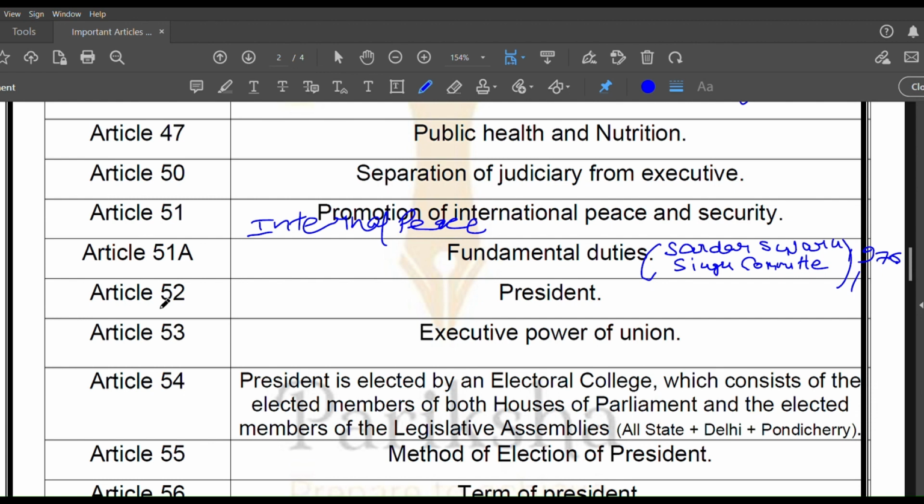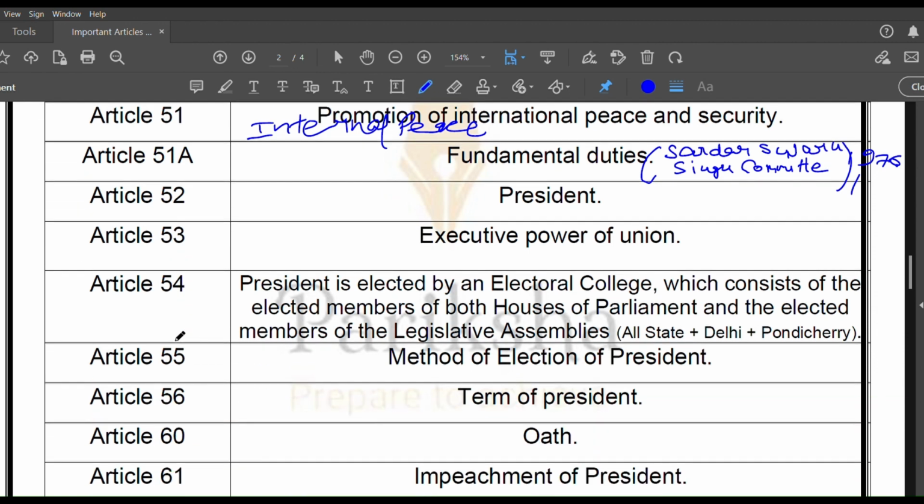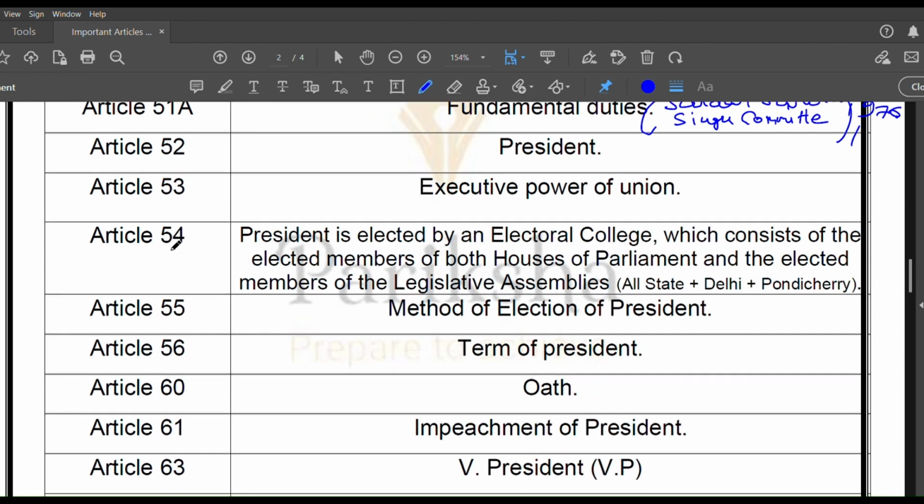Article 52 talks about there shall be a president of India. Article 53 talks about executive power of union. Article 54 talks about the election of president, who will be elected through an electoral college which consists of the elected members of both houses of the parliament and the elected members of legislative assemblies. Also remember, along with all the state assemblies, there will also be elected members from the assemblies of Delhi and Pondicherry. So only these two union territories are included as of now.